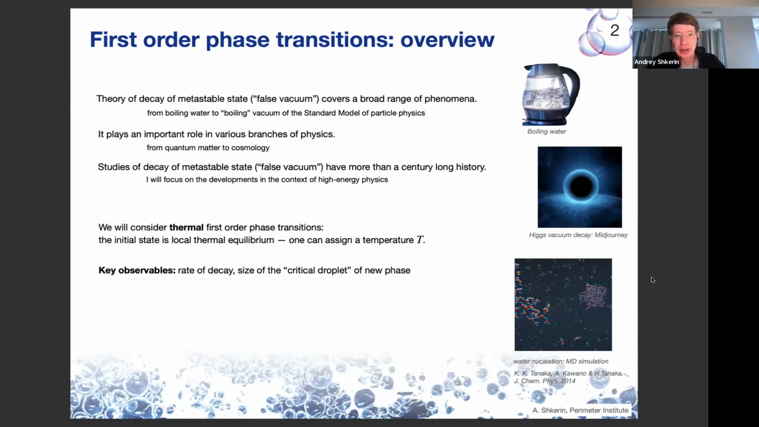To clarify, we will consider thermal first-order phase transitions, which means that the initial state of the system, the metastable state, is in local thermal equilibrium, which means that one can assign a temperature to the state. And the key observables of any theory describing first-order phase transitions are the rate of decay, that is the probability of the phase transition happening per unit time, per unit volume, and the size of the critical droplet of new phase that is not stable, but which starts expanding rather than contracting. So these are, I would say, the key observables, and any theory must predict them.